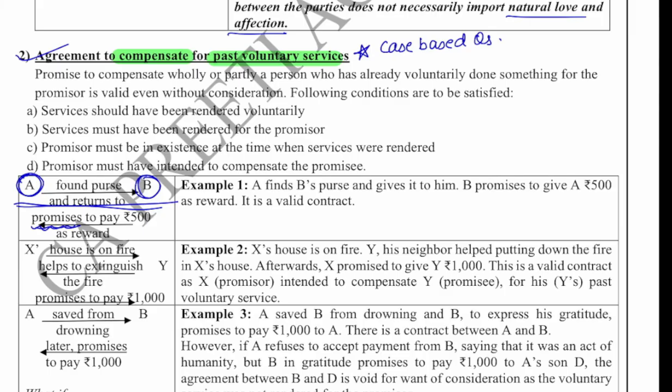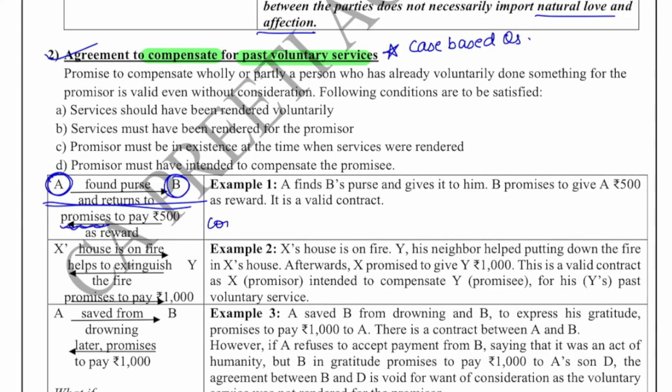So in this case, if A found the purse, it's a voluntary act which is already done. But B wants to compensate. So in this case, when there is a promise, it means there is a contract. Now in this contract, A is getting consideration 500, but B is not getting anything in return. Law says that if the services were rendered voluntarily, it has been rendered for the promisor. Promisor was in existence at the time when the services were rendered, and he intended to compensate the promisee.